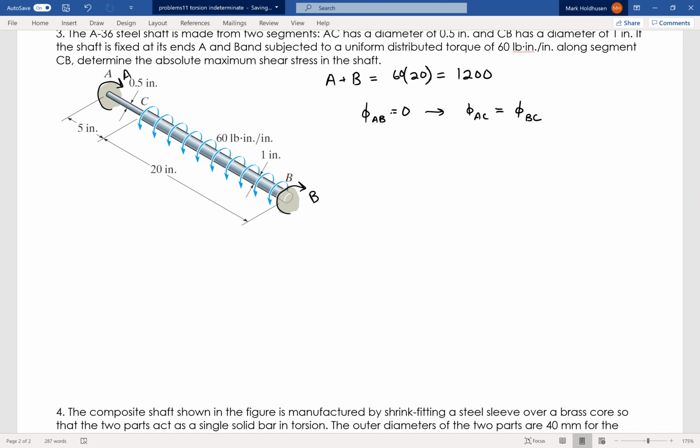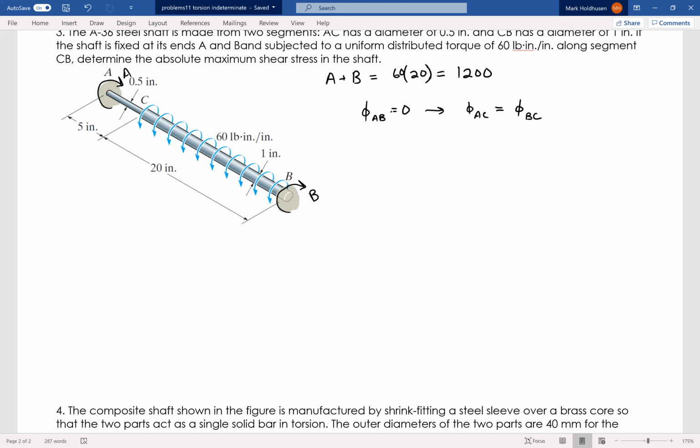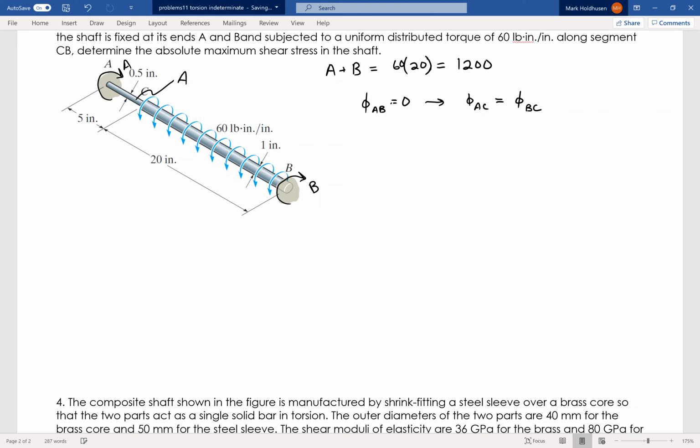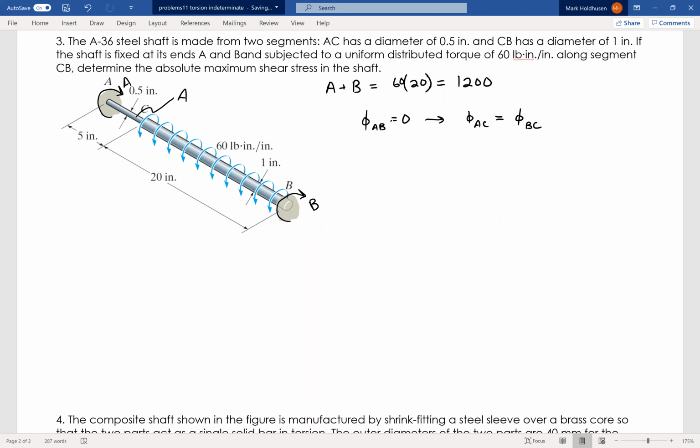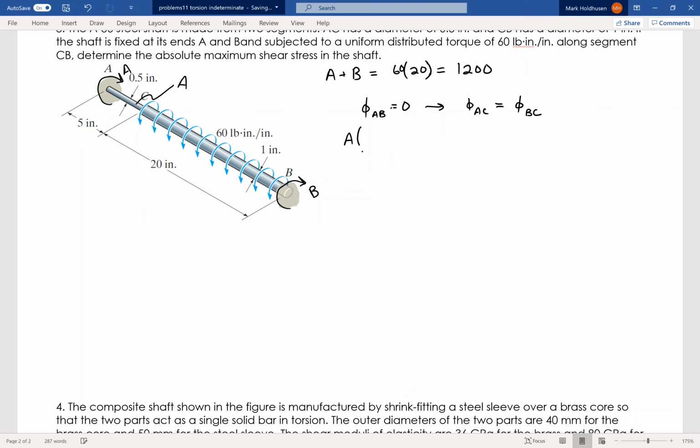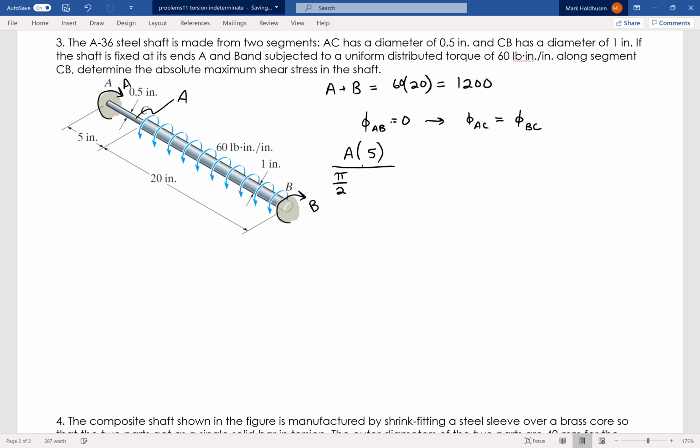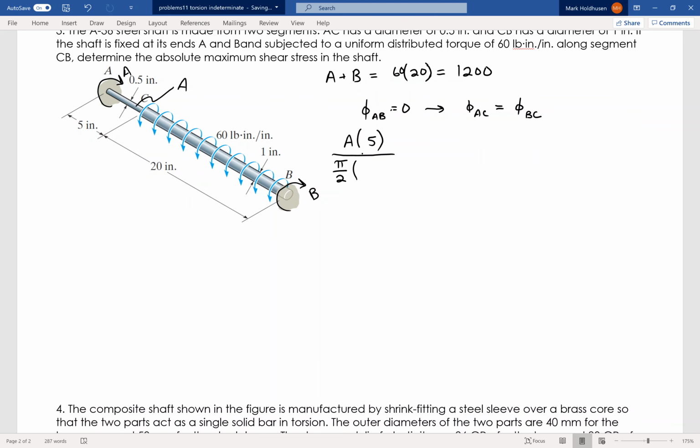Now, the tricky part is what the torques are in there, because I have that distributed torque. This internal torque is going to be easy. That's just going to be A, so I can say that's AL over JG. G is going to be the same, so I'm not going to worry too much about it. That's going to be A times its L, which is 5 inches, over J, which is pi over 2 times the radius of that smaller one, 1/4 inch, so 0.25 to the 4th.